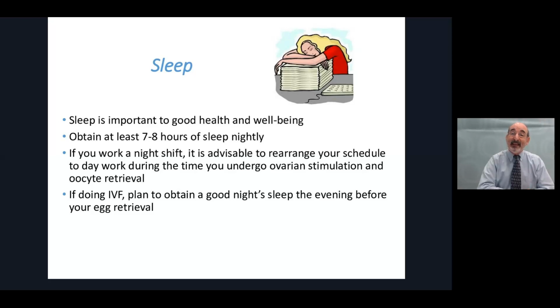Shift work can be an issue for women. Women who work the 11 p.m. to 7 a.m. shift may notice some menstrual irregularities or lack of regular predictable ovulation. So if you're having an ovulatory abnormality in your work shift, discuss with your physician what options you might have.